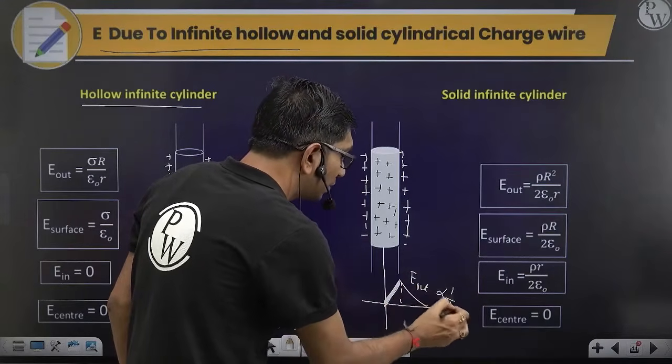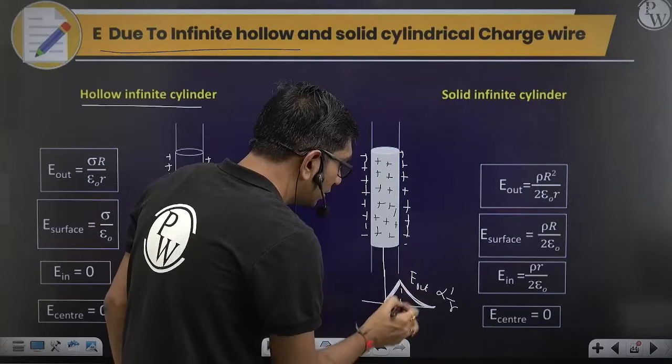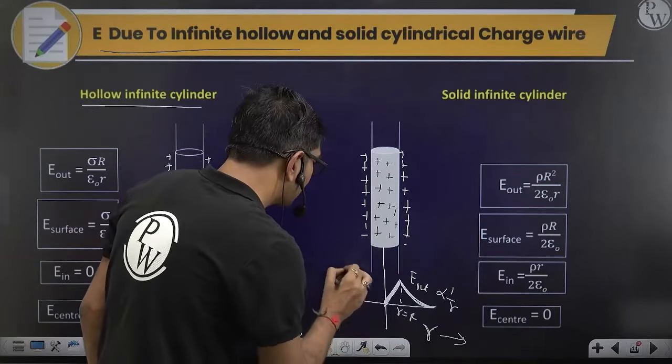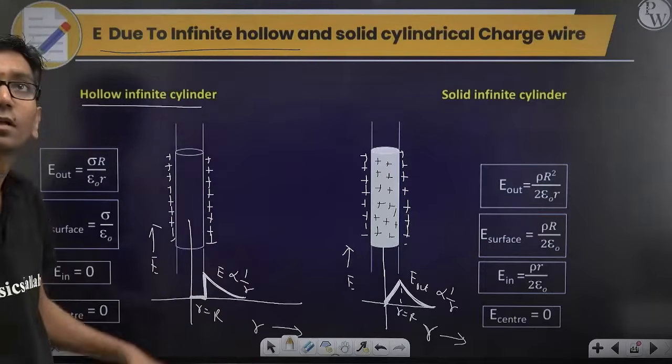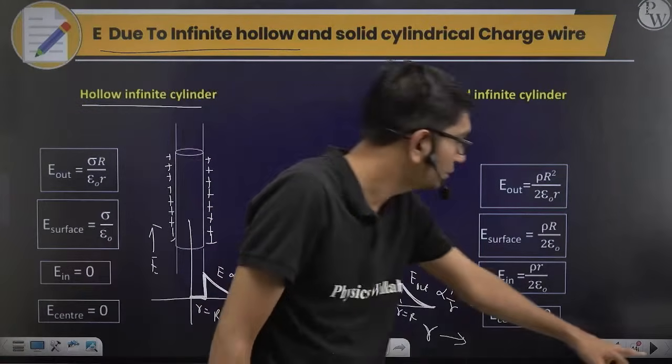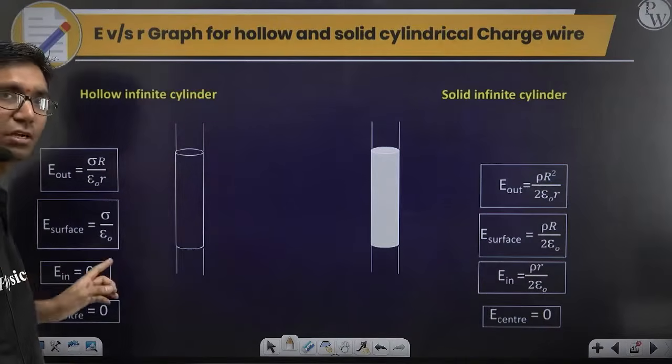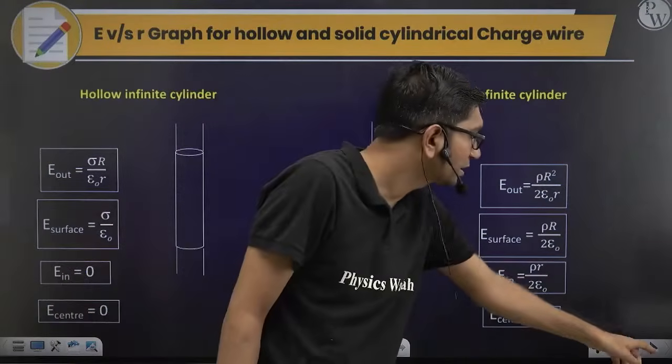Outside, inversely proportional. Like this you will get. Okay. Is it clear, beta? Chalo, so this is clear for you all. Okay. Graph. So just now I have drawn the graph, na. Just copy paste the graph here.